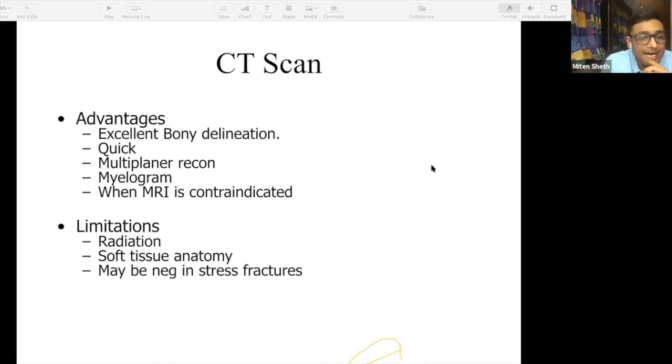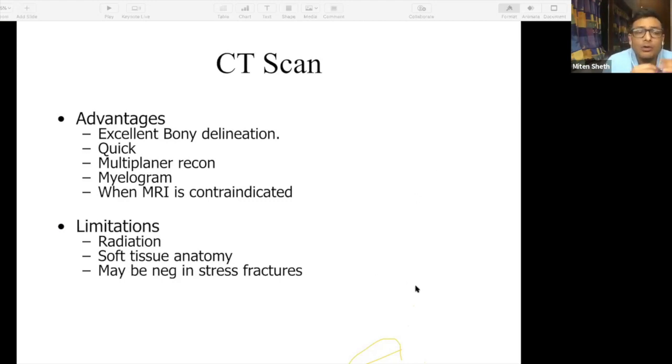Indications for a dynamic view are conditions like lysis and listhesis, where you want to see if it is static or dynamic, or when the MRI is normal and the X-ray is normal, but you still have a high suspicion that there is some dynamic component. Then you do a dynamic view. So that is basically what dynamic views are all about.